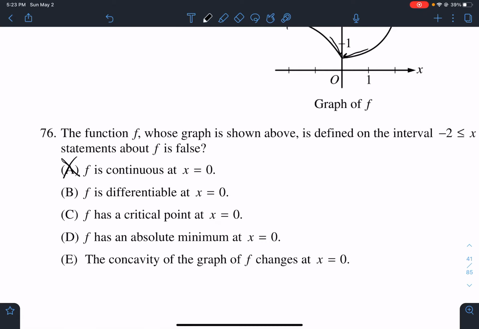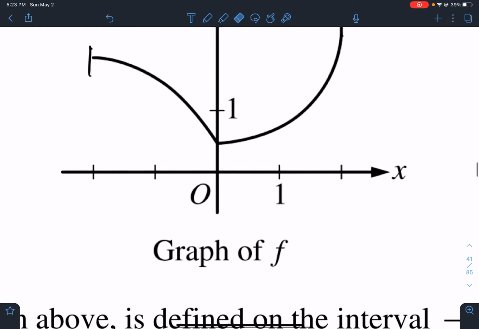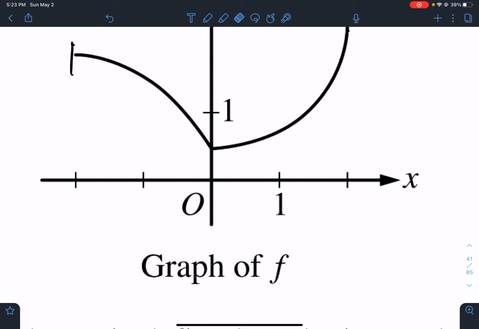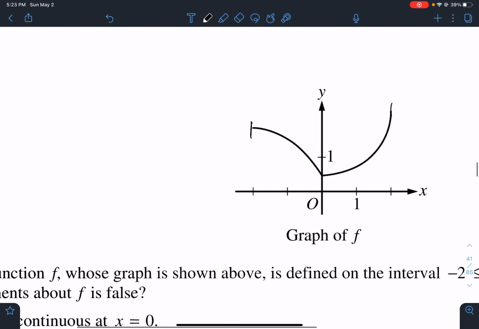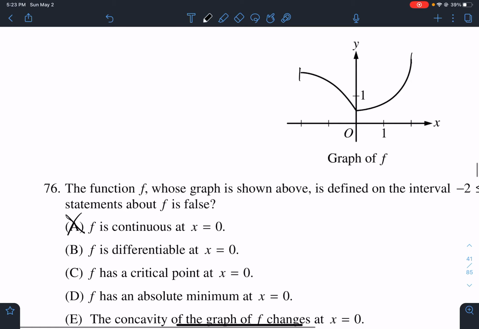For B, we don't exactly know. We don't have enough information as to whether f is differentiable or not. We don't know the slope exactly of this graph, so we can't tell if it's differentiable. So we'll skip that one for now.